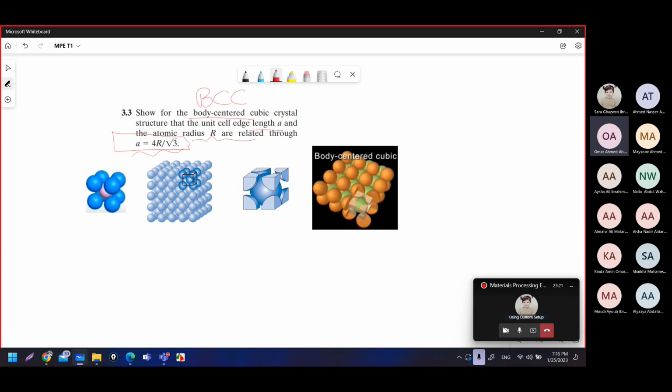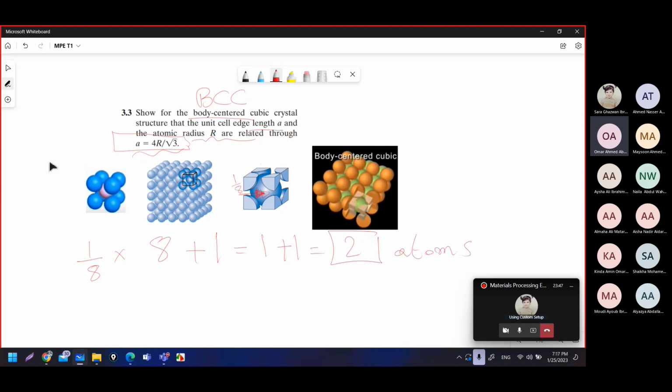I have a quarter of an atom at each corner, and I have 8 corners. And I have one whole atom inside the unit cell, inside the cube. So I have 1/8 times 8 corners, plus the atom inside the cube. So I will have 1 plus 1. At the end, I will have 2 atoms for the body-centered cube.